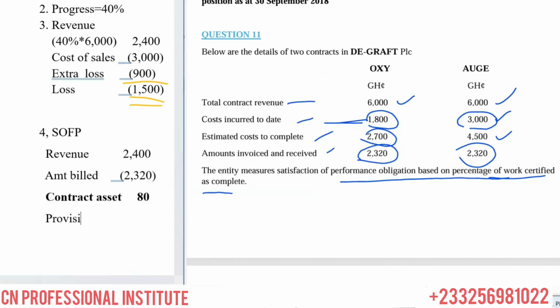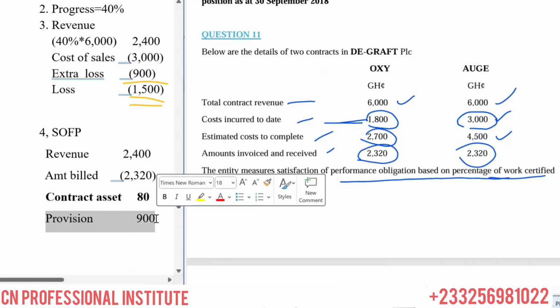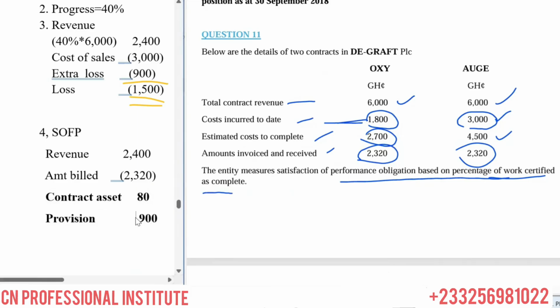Okay, we had the extra loss. There's a provision of how much? 900, the extra loss we recorded. So this also comes to financial position as a current liability. This figure here, the 900 extra loss that we recorded here. That's the 900 loss we recorded here. The extra loss. Okay, so that is that.